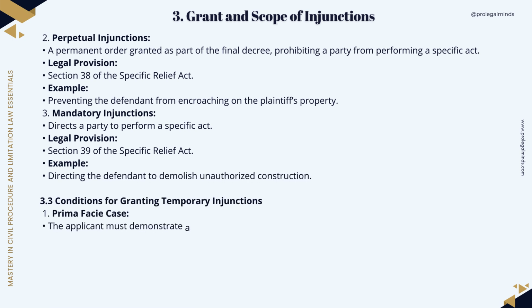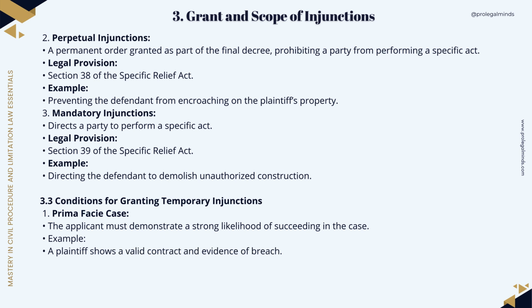Three conditions for granting temporary injunctions. Courts evaluate these three conditions before granting temporary injunctions. 1. Prima facie case. A strong likelihood of success must be shown. 2. Irreparable harm. Harm that cannot be compensated monetarily. 3. Balance of convenience. The benefit to the applicant outweighs potential harm to the opposing party.